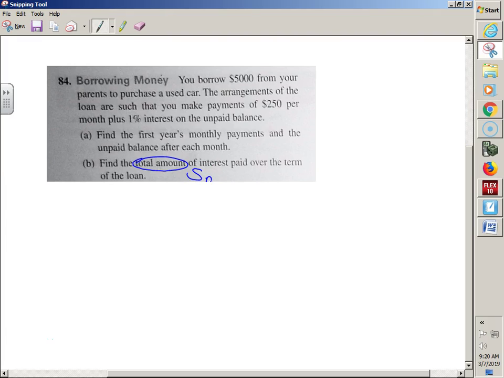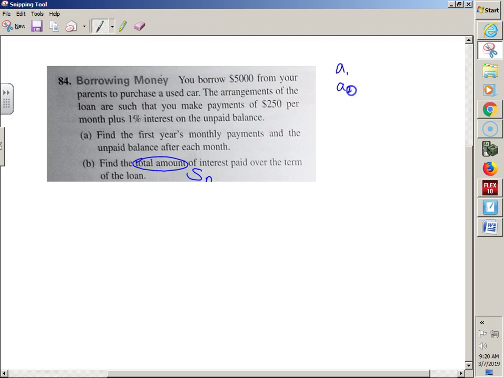Yeah, you're adding up what you're paying. Does that make sense? So S sub n, you're adding up what you're paying, the total amount. Okay, so if letter B is S sub n, then what's letter A? Probably, maybe what Kyle said was A sub n, right? So if letter B was S sub n, letter A is A sub n. Okay, so hold on. Find the first year's monthly payments, because you're paying each month.